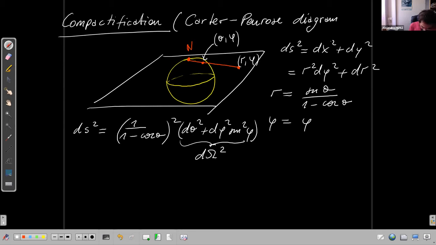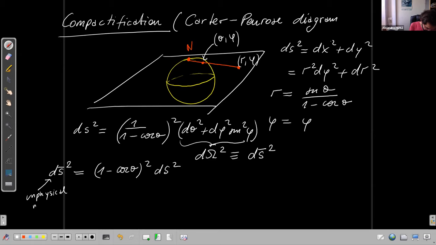So you see that, let me call this, because this is standard notation, ds bar squared. So this is the unphysical metric. So from this relationship, you find that you could write the metric of the sphere as a conformal factor, 1 minus cosine theta, times the metric of the plane. So this is called the unphysical metric of a compact space, unphysical space-time, and this is the physical metric.